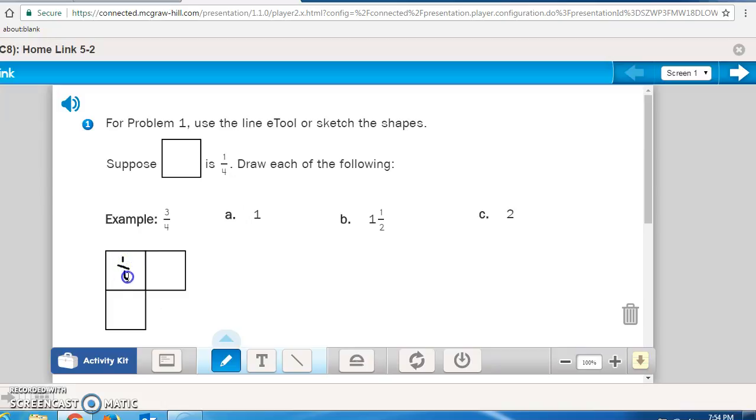If each one of these is a fourth, then if I draw 3 of these, I know I have 1, 2, 3, 3/4, and it matches my answer that they're asking for. Now you need to draw a whole, the 1 whole. Then you need to have 1 1/2, so a whole and a half, and then 2 full wholes. Finish this page. When you're done, bring it back to me so I can check your understanding, and you have completed lesson 5-2.